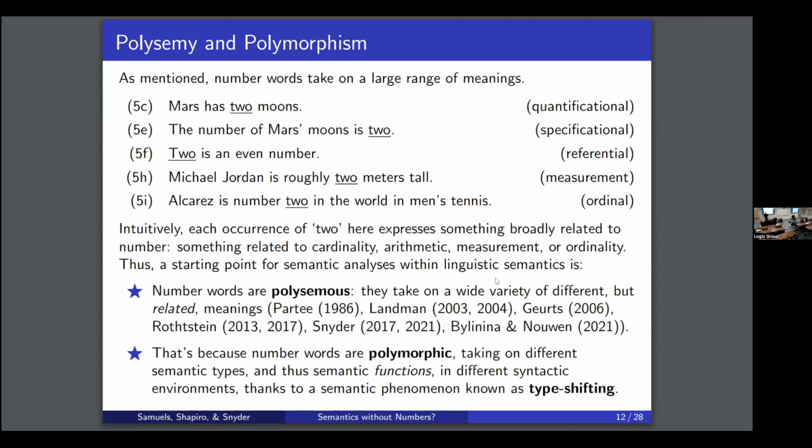Natural language is rife with polymorphism. It's not just number words, but color words, names. I think maybe all categories of expressions are polymorphic, right? Natural language is super flexible with respect to the sorts of meanings it can take on. What separates polymorphic polysemy from mere ambiguity is that the meanings these expressions can take on are systematically related. So you can predict what meanings a polymorphic expression can take on based on the type shifting principles that are available for it.